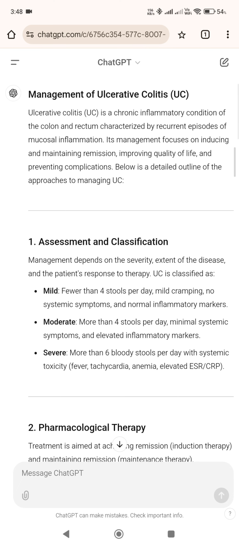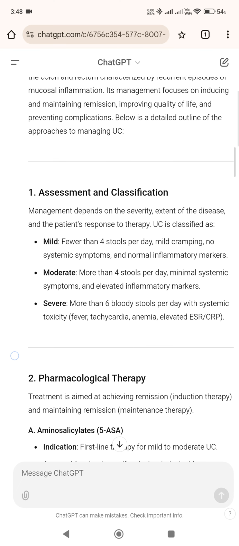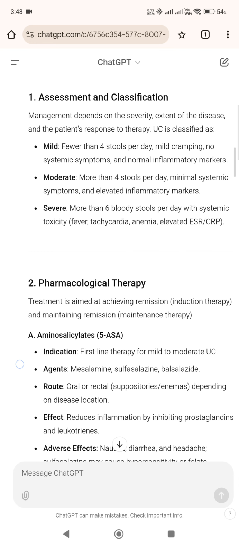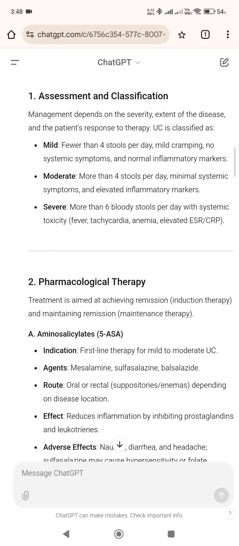1. Assessment and classification. Management depends on the severity, extent of the disease, and the patient's response to therapy. UC is classified as mild: fewer than 4 stools per day, mild cramping, no systemic symptoms, and normal inflammatory markers. Moderate: more than 4 stools per day, minimal systemic symptoms, and elevated inflammatory markers. Severe: more than 6 bloody stools per day with systemic toxicity, fever, tachycardia, anemia, elevated ESR-CRP.